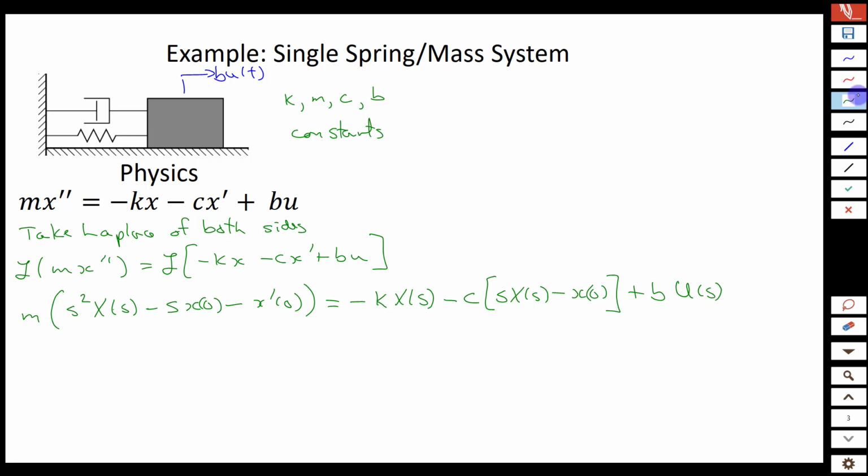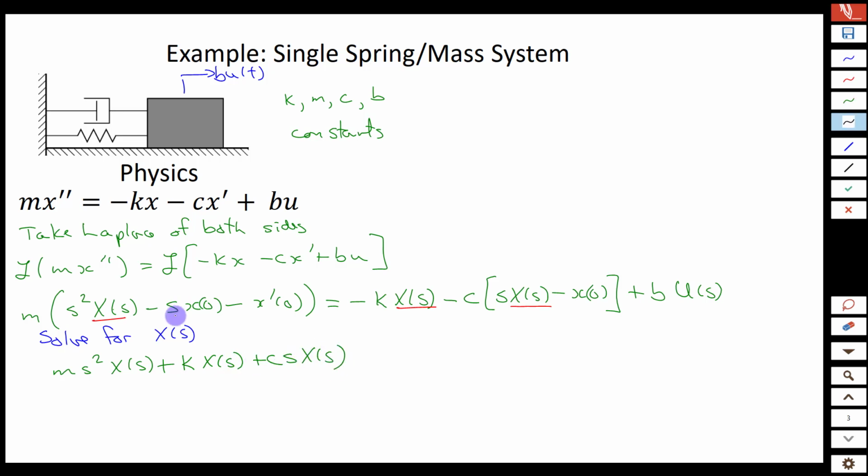Okay, same strategy. We want to then solve for the behavior of the system, x of s, in its transformed state. If we look carefully, we see x is here, and x is here, the x of s's that is. And when we gather all those, we're going to have ms squared x of s plus, by the time we bring this over, plus k x of s and plus c s x of s.